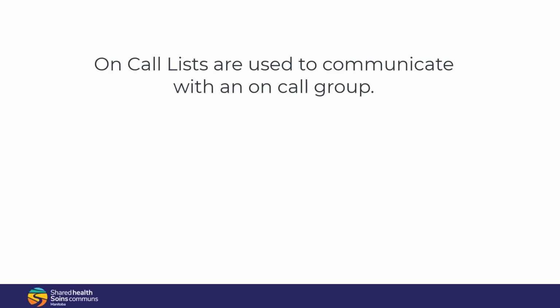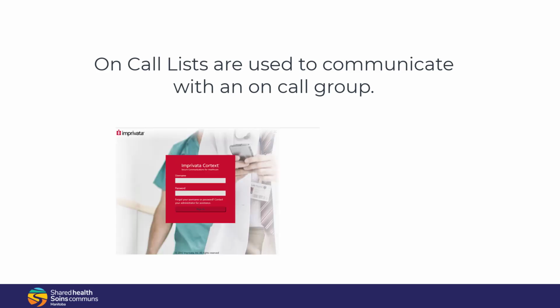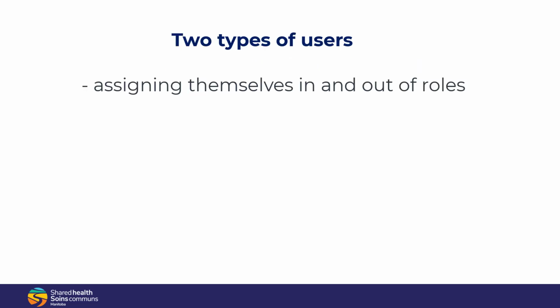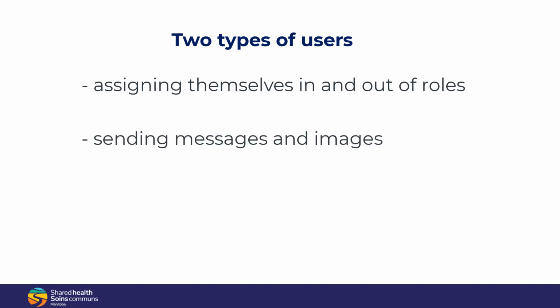On-call lists are used to communicate with an on-call group. There's a web app, and it can also be used on your mobile device. This video will cover two different types of users: those who will be assigning themselves in and out of roles within an on-call group, and those who will be sending secure text messages and images to specific on-call groups.